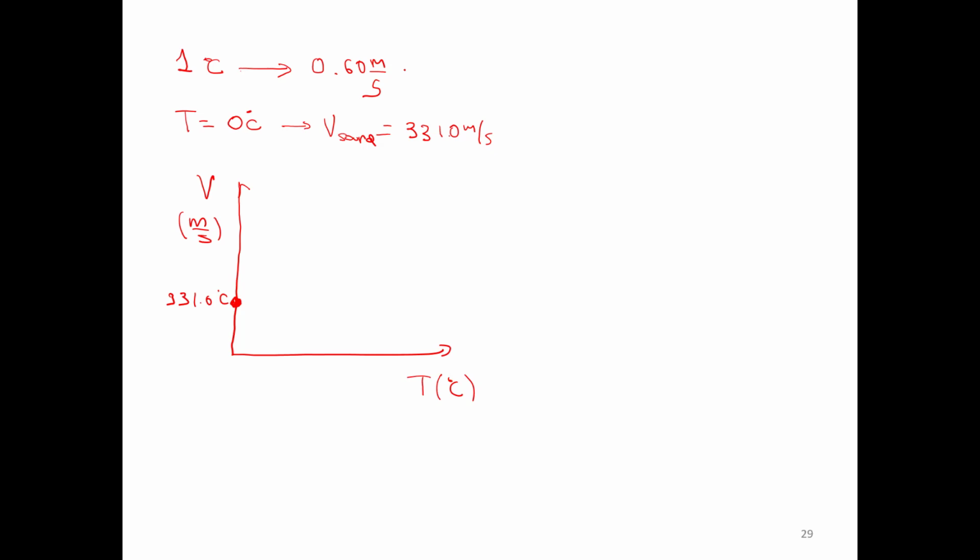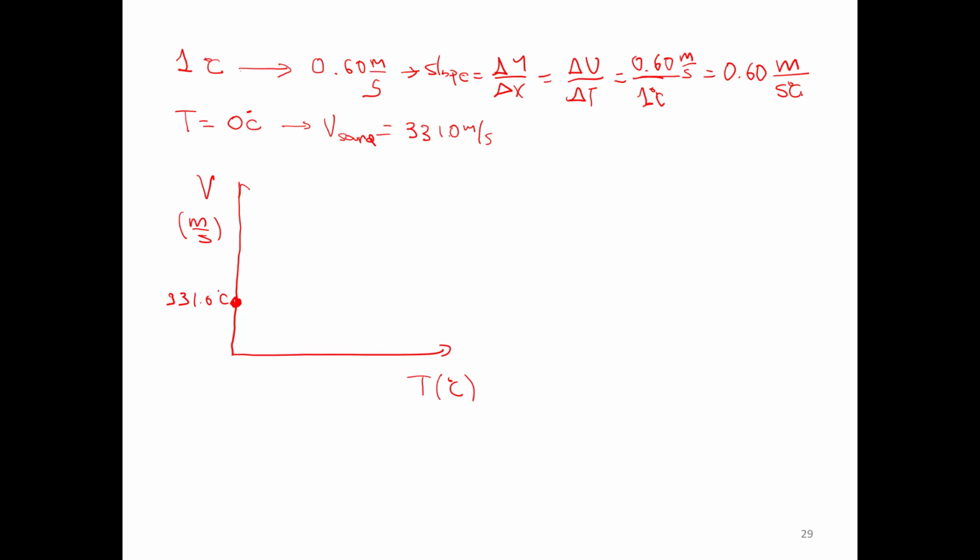Now, we know the velocity is increasing by 0.6 for each degree Celsius. And we can associate this with, remember, the slope of the line? In this particular case, the slope of the line is delta y over delta x, where delta y is the change in velocity and delta x is the change in temperature. But we know that in 1 degree Celsius, the velocity increases by 0.60 meters per second. Then 0.60 divided by 1 is 0.60 meters per second.